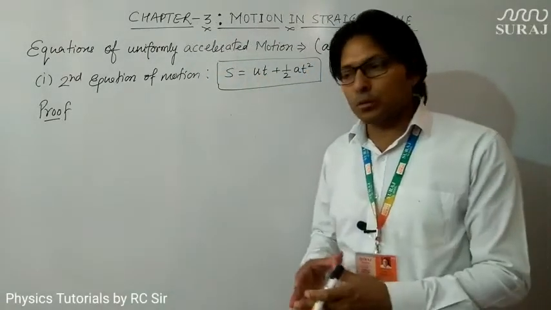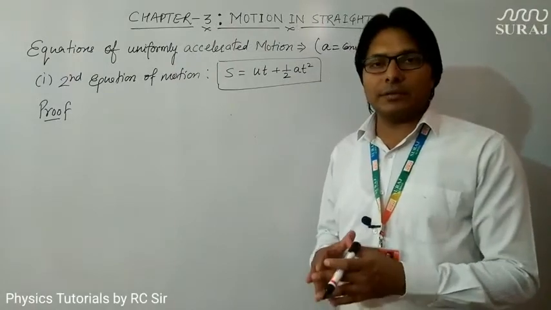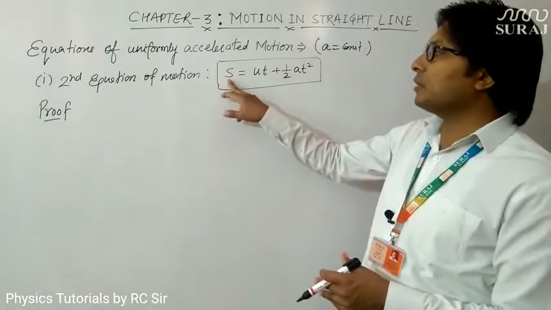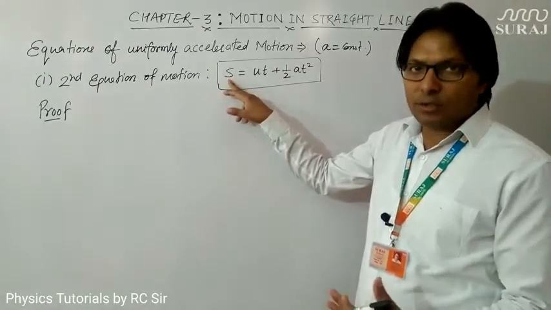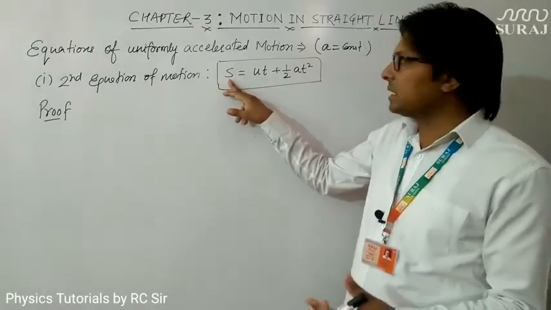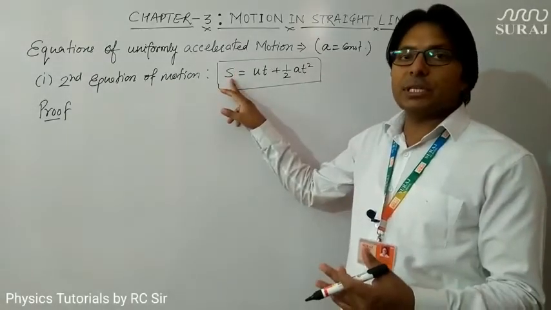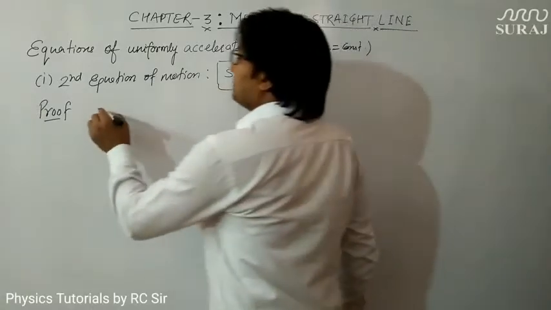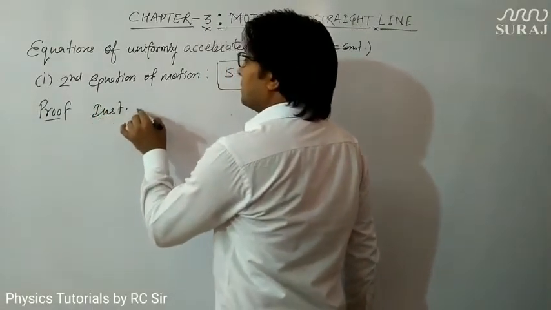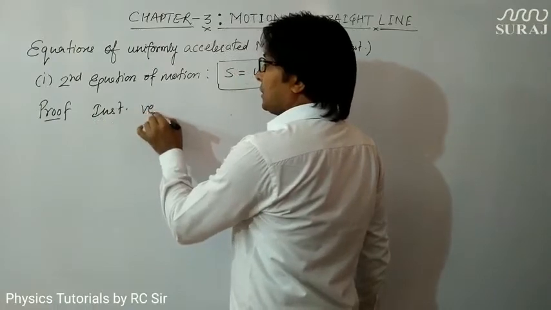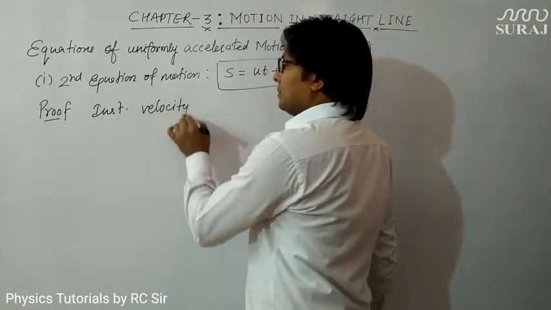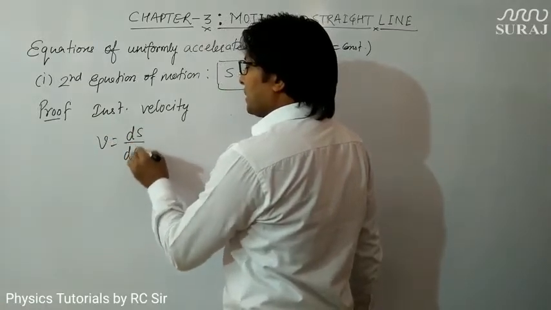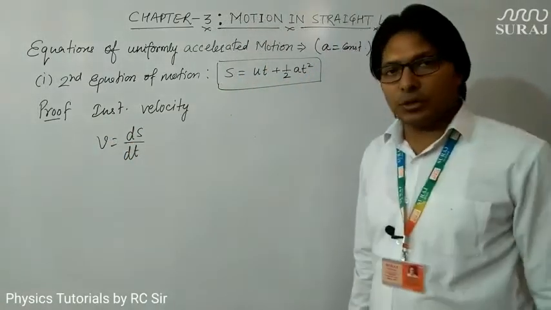You all know that instantaneous velocity can be defined as the rate of change of position or displacement. Here we have denoted displacement by s. Normally we denote displacement by x, but in these equations the displacement is denoted by s. Therefore we can write instantaneous velocity v is equal to the rate of change of displacement, that is ds upon dt.